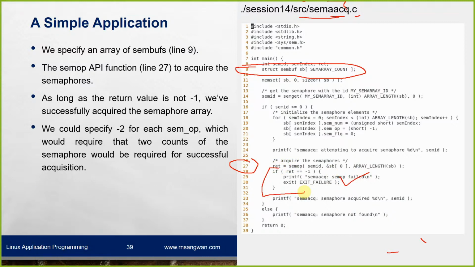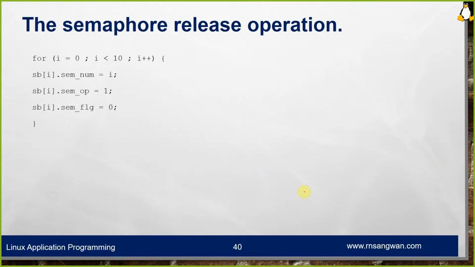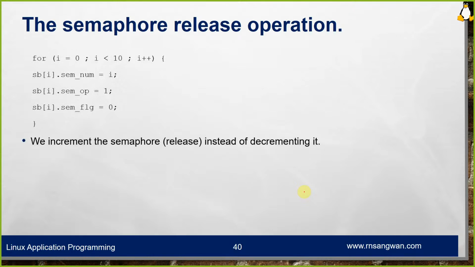We could specify -2 for each semaphore operation, which means 2 counts of the semaphore would be required for successful acquisition. Like in the animation example, the process required 2 semaphores for successful work. That can be done here with -2, because -2 means we require a minimum of 2. The release operation is done with this: we increment the semaphore instead of decrementing it, because that will increase the semaphore count.